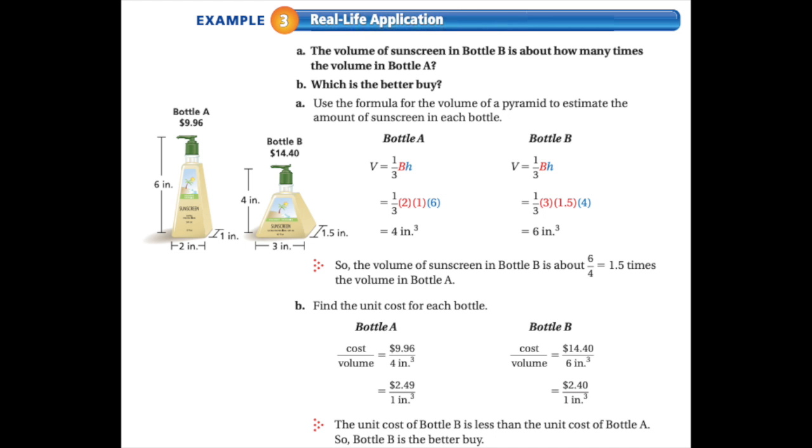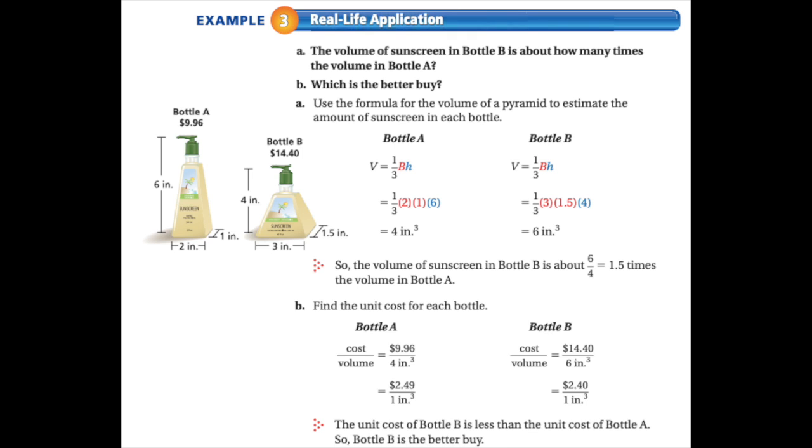All right, so looking at example 3, you can see that it is a real-life application problem, and we have 2 parts to look at this one. The first problem, it says the volume of sunscreen in bottle B is about how many times the volume in bottle A. So we want a ratio from bottle B to bottle A. And so the first thing that we obviously have to do is find the volume of each of these bottles of sunscreen. So you can see the work that they did.